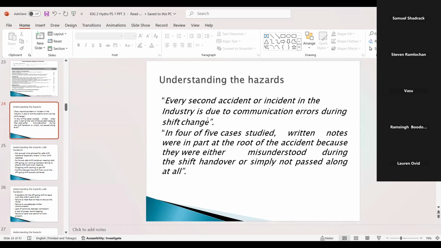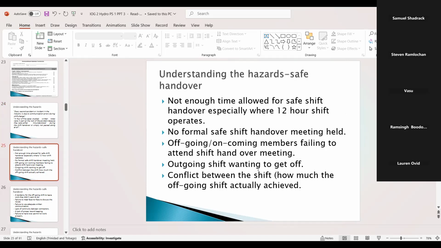Like, this is not really a question, Alice. I was thinking here. In 4 or 5 cases studied, written notes were in part the root cause of the accident because they were either misunderstood during the shift handover or simply not passed along at all.